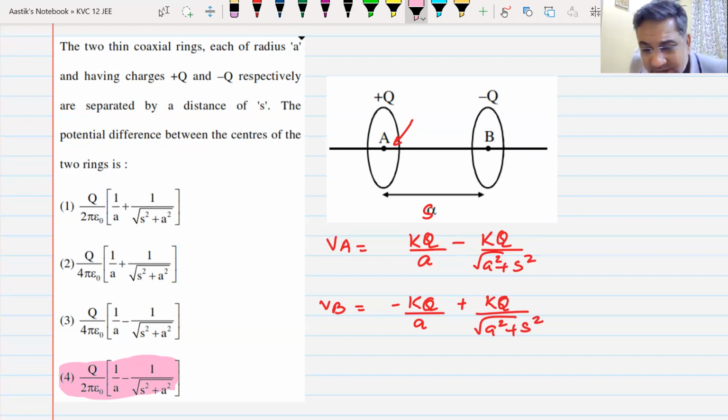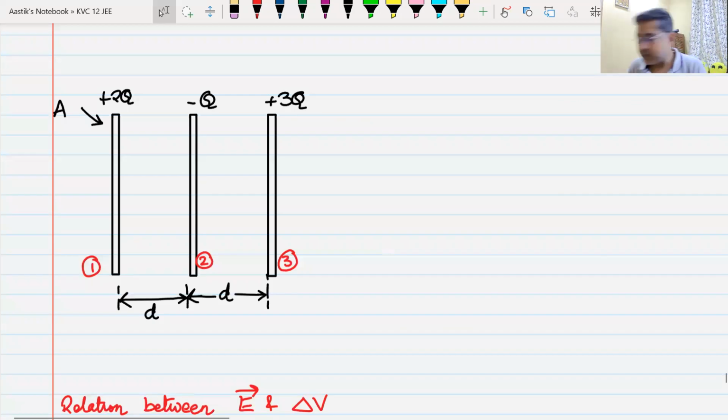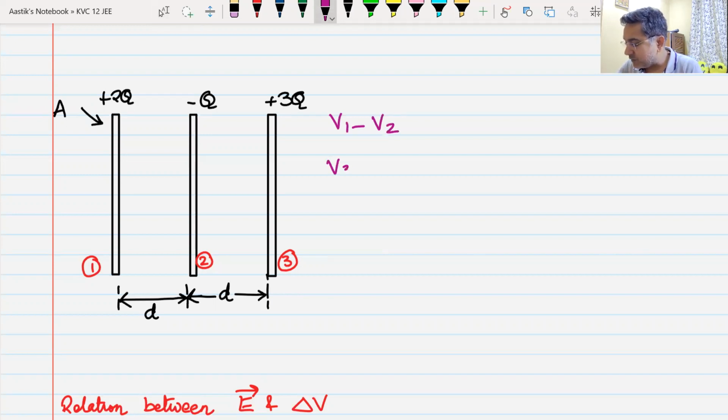potential difference from electric fields. Now, if you remember, there was a question given to you. This one. You had to find out the potential difference between V1 and V2, and between V3 and V2. All of you told me that the potential of this plate 3 will be more than the potential of plate 2, and plate 1 will be more than plate 2. Now is the time that you tell me what is the potential difference between 1 and 2.